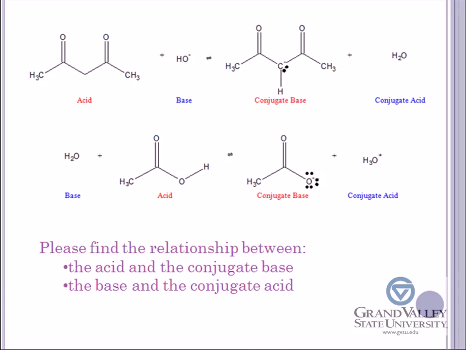Therefore, when an acid donates an H+ ion, the result is the conjugate base. Conversely, when a base accepts an H+ ion, the result is the conjugate acid. Note, the acid and base are generally the reactants, and the conjugate acid and base are generally the products.